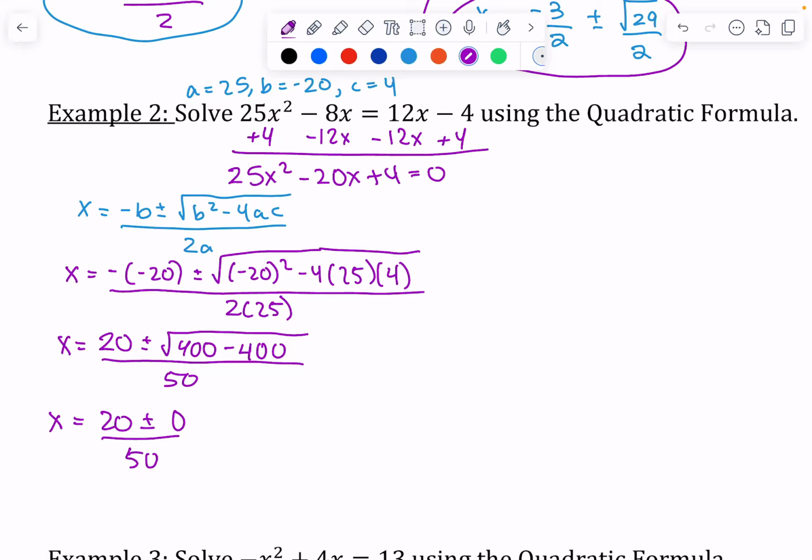And 20 plus 0 is just 20, and 20 minus 0 is just 20. So really all I have here is 20 over 50, which is just 2/5.